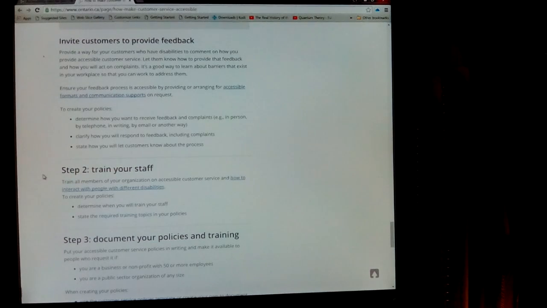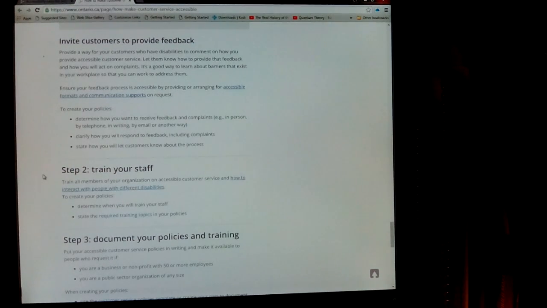Provide a way for your customers who have disabilities to comment on how you provide accessible customer service. Let them know how to provide that feedback and how you will act on complaints. It's a good way to learn about barriers that exist in your workplace so that you can work to address them. Ensure your feedback process is accessible by providing or arranging for accessible formats and communication supports on request.